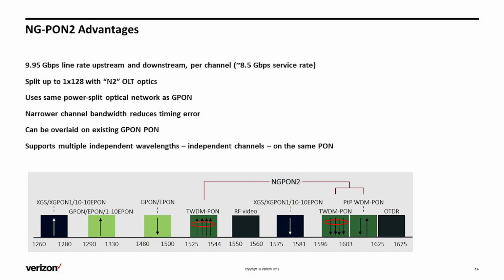But probably the most important thing that NG-PON2 provides that none of the other access services provide is the support for multiple independent wavelengths. Being able to get independent channels here into the GPON. And you'll see I've shown 4 upstream and downstream channels. That's what's being developed or provided right now by the vendors. The standard actually would support 8, but for now we're using 4.